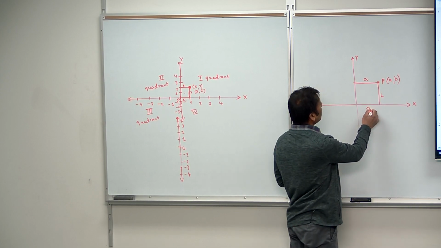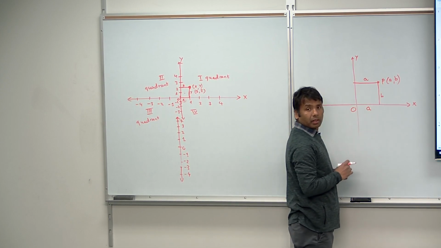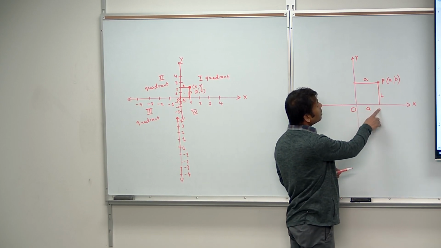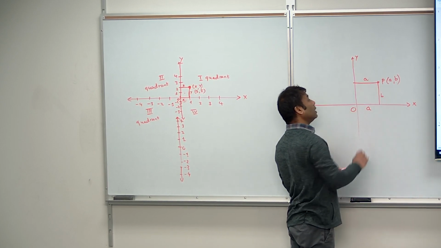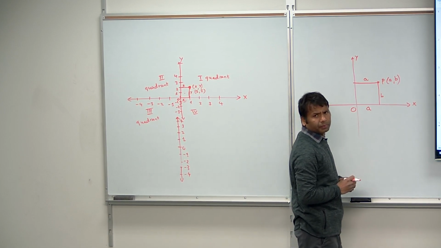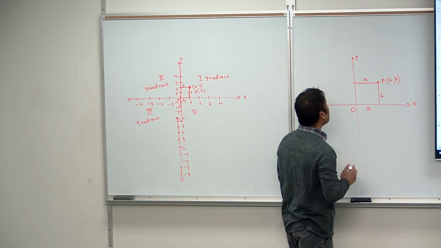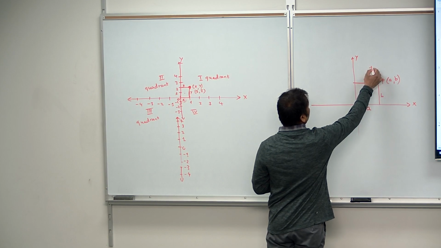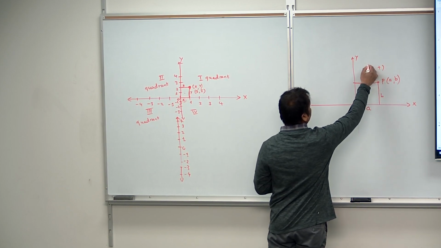This is A, this is the origin, right? This point is reached when you move A units from the origin to the right, and then move B units up. So this is this. And now, any point in the first quadrant has both x and y coordinates positive.